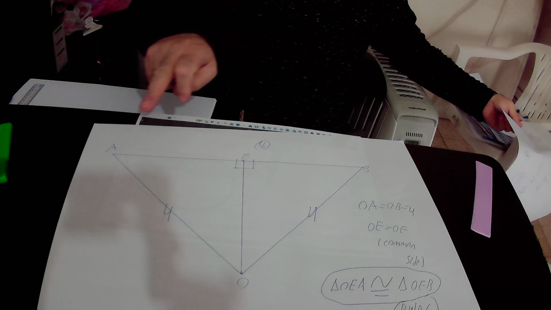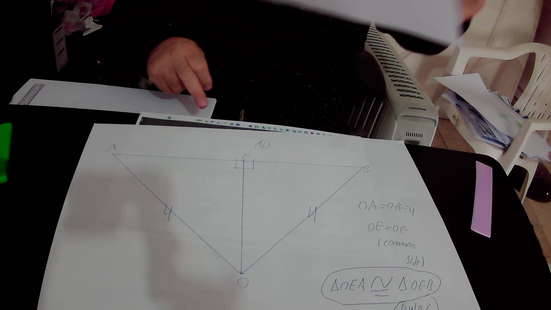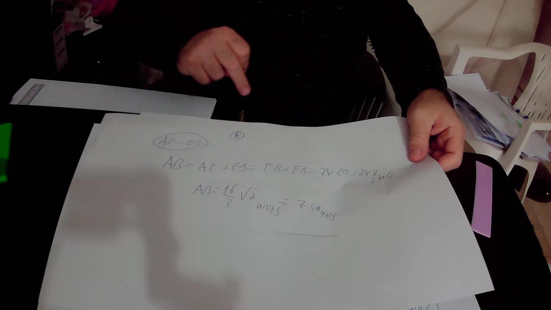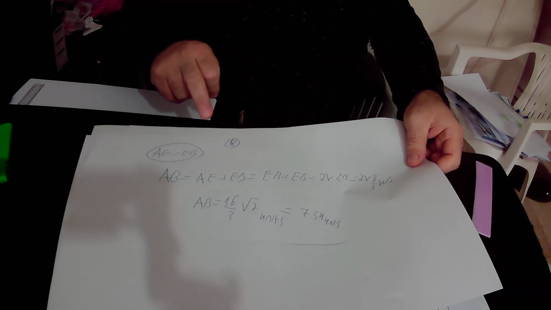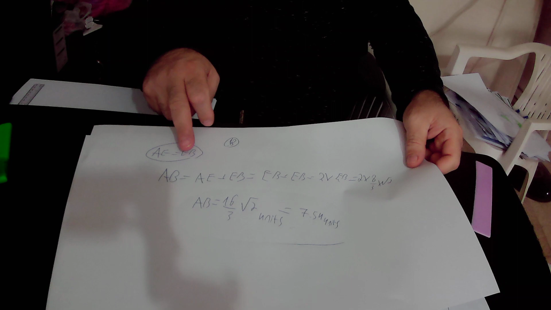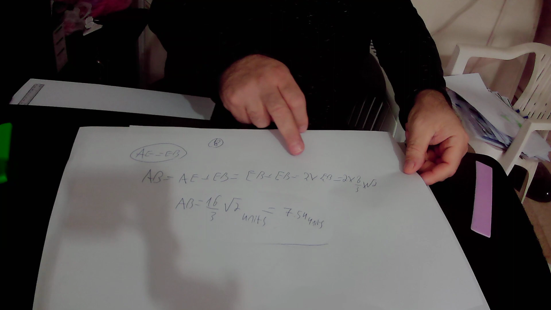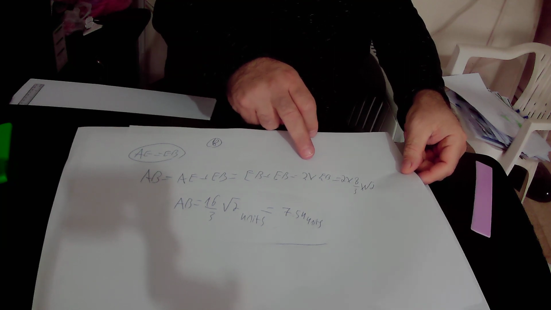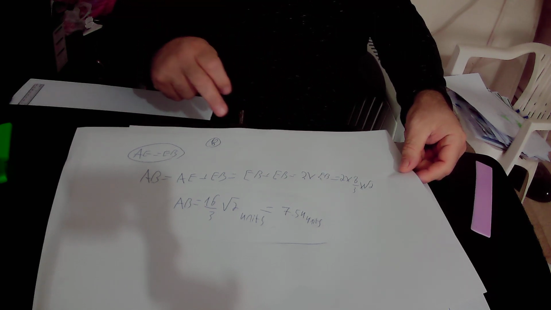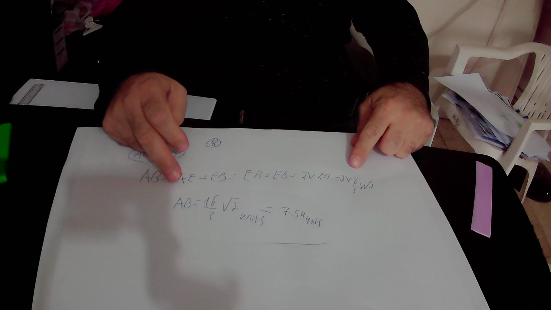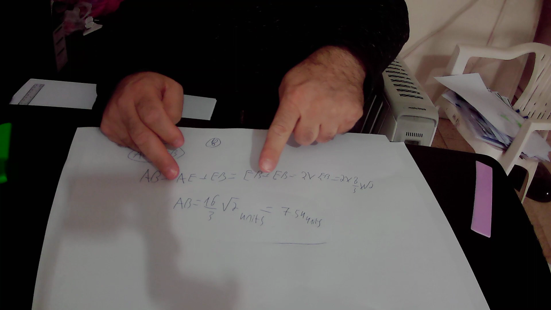And what is the value of AB? The value of AB, you can see from the drawing that AB equals AE plus EB. But we know that AE equals EB, so we can substitute AE by EB. So we substituted AE by EB, and we got that AB equals EB plus EB, that is to say AB equals 2 times EB. And we already found that EB equals 8 over 3 times square root of 2 units. So in total we got that AB equals, 8 times 2 is 16, so AB equals 16 over 3 times square root of 2 units.